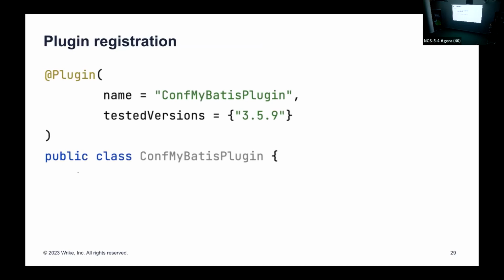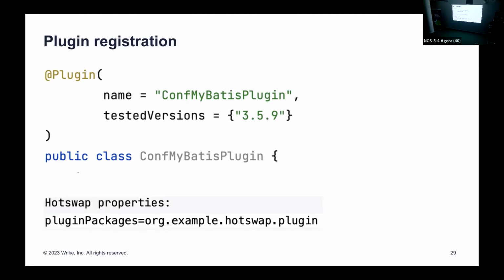And to do this, we just create a class for our plugin annotated with the plugin annotation. Plus, we also have to tell HotSwapAgent where to search for our plugins. And we do it through the properties file where we specify the package with our plugins. So simple as that.